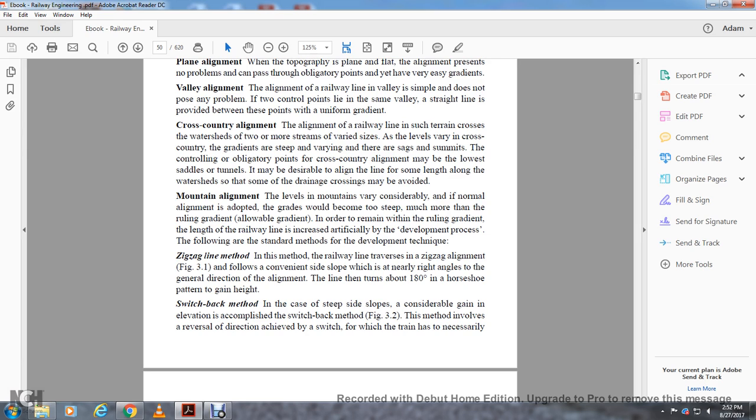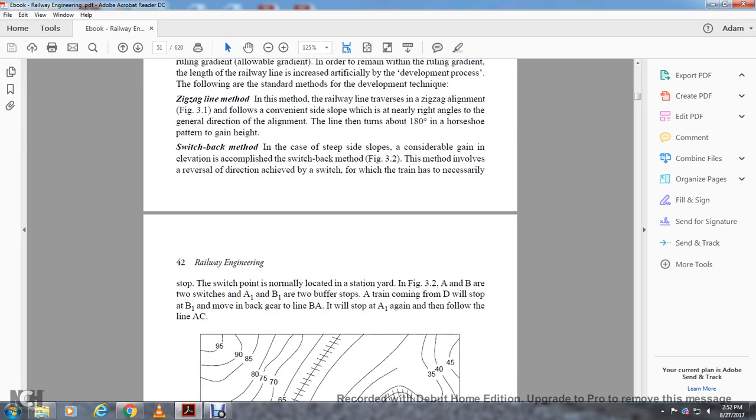The zigzag line method is a method of the railway line traversing a zigzag alignment that involves a conventional side slope, nearly at right angles to the general direction of the alignment. The line then turns about 180 degrees in a horseshoe pattern to gain height. Switchback method. In case of a steep side slope, considerable gain of elevation is accomplished with the switchback method. The method involves reversal of direction achieved by a switch, for which the train has no necessary stopping. The switch point is normally located in the station yard.